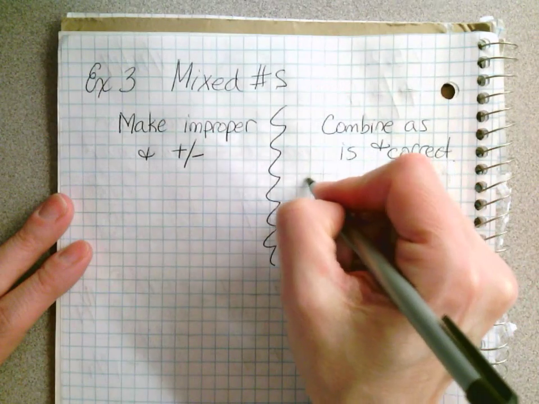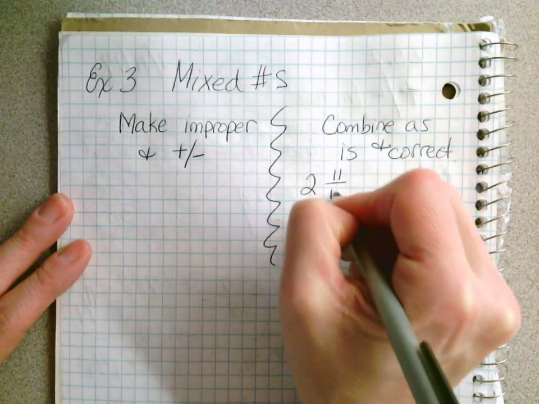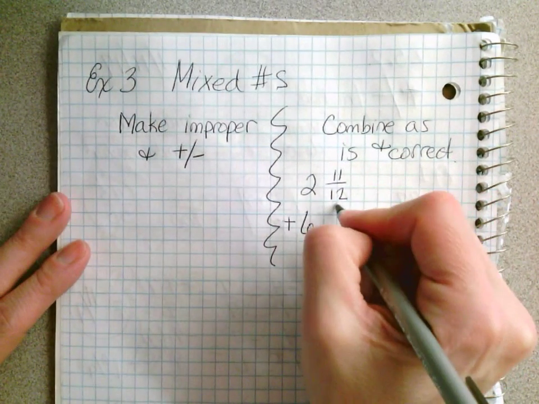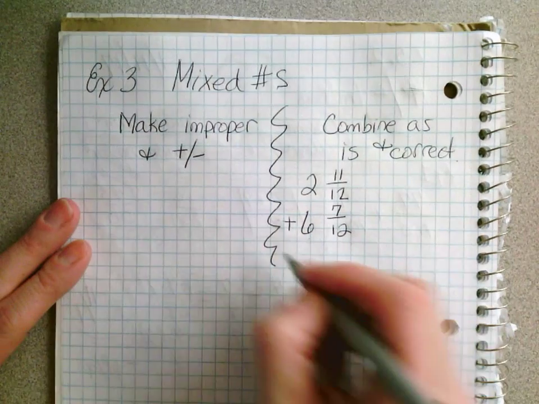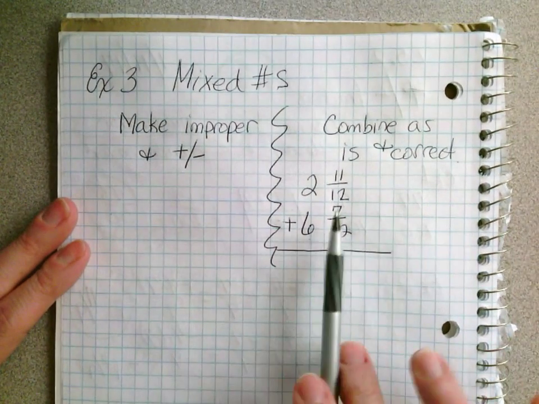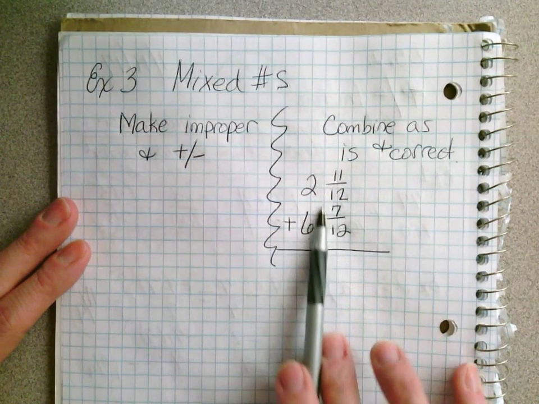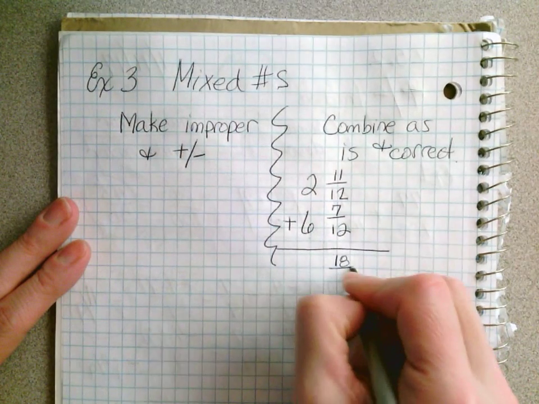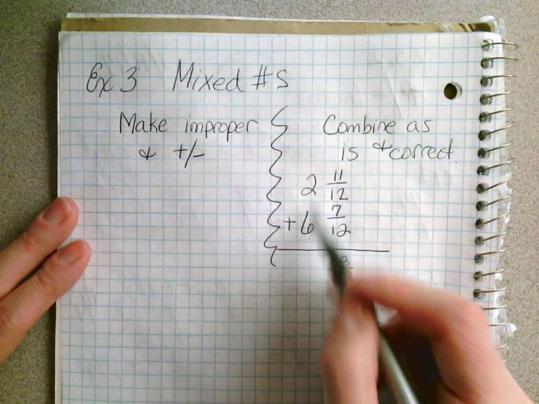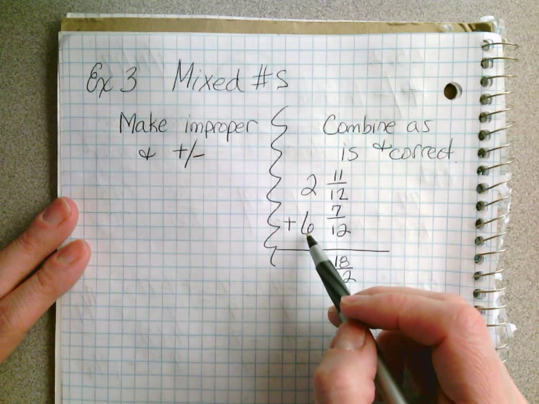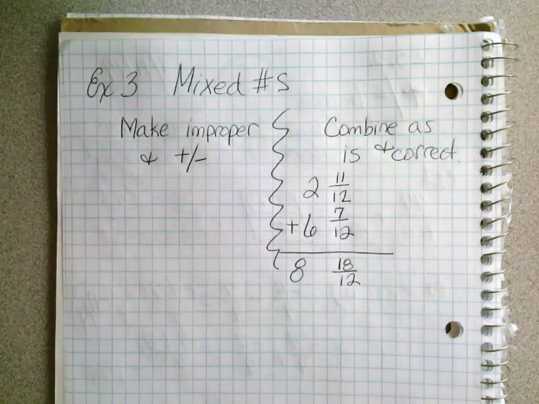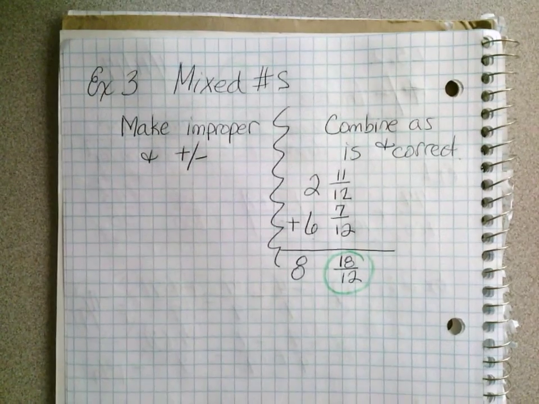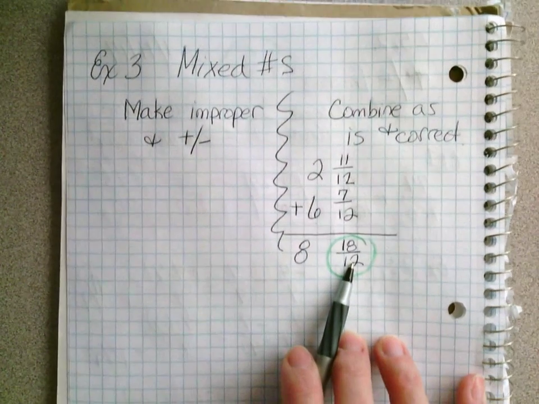Here's the first one. 2 and 11/12 added to 6 and 7/12. Let's add our fractional portion. What's our fractional portion? 18/12. What is our numeric whole portion? 8. When I said correct as necessary, I mean if it creates an improper fraction, that then gets turned into a mixed number.